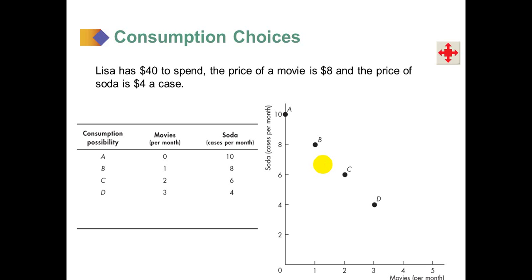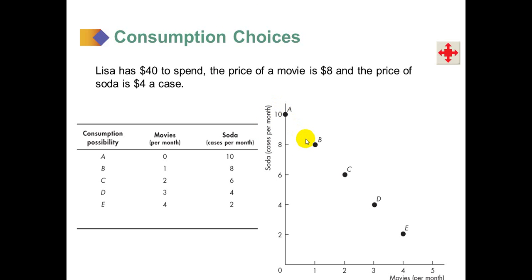Let us show that on the following diagram. Consumption possibilities, points A, B, C, D. The two goods are movies and soda. If Lisa, for example, chose point A, the combination of movies and soda equals 0 units of movies and 10 units of soda. Point A.